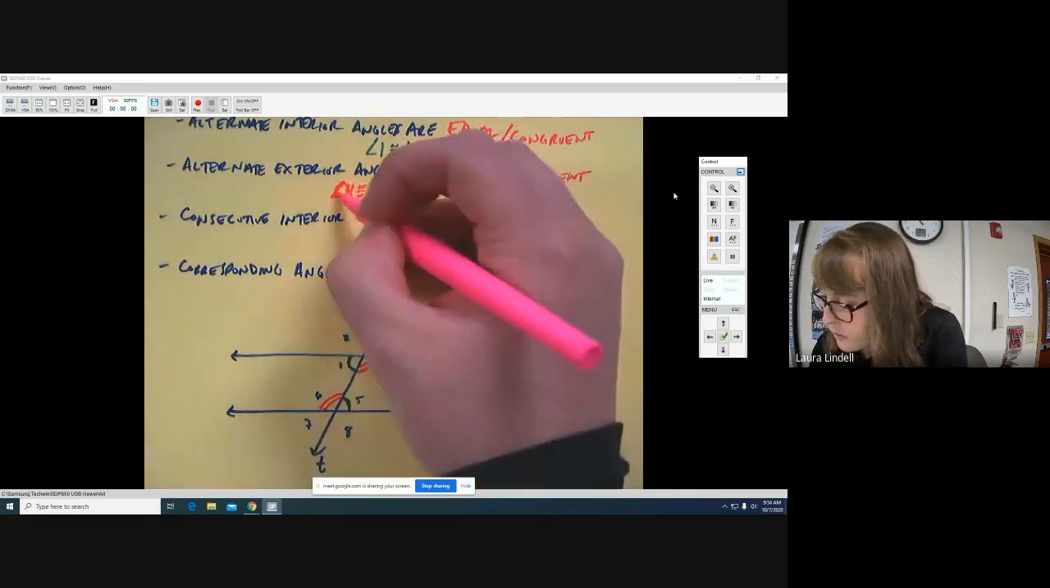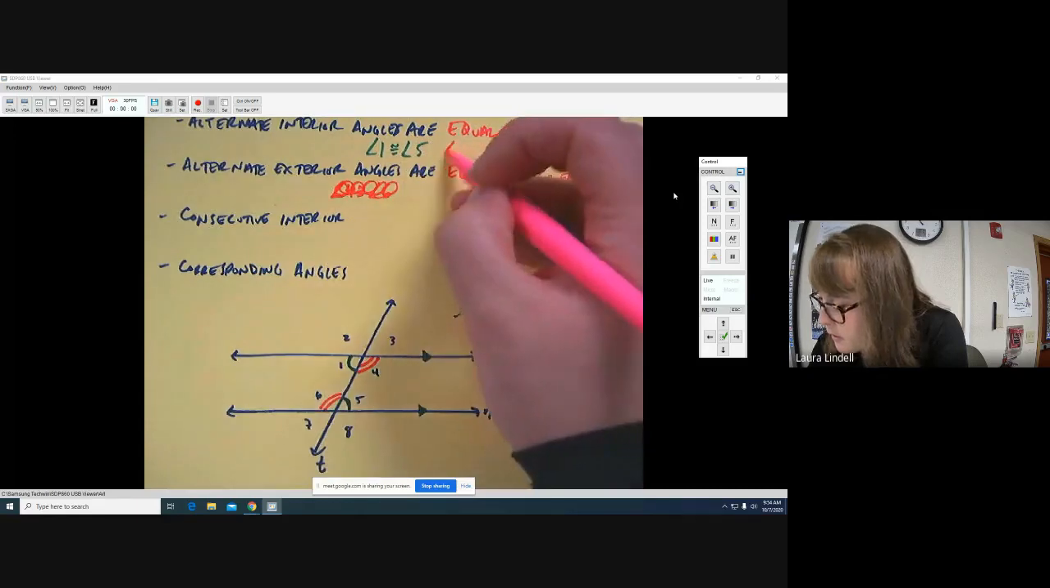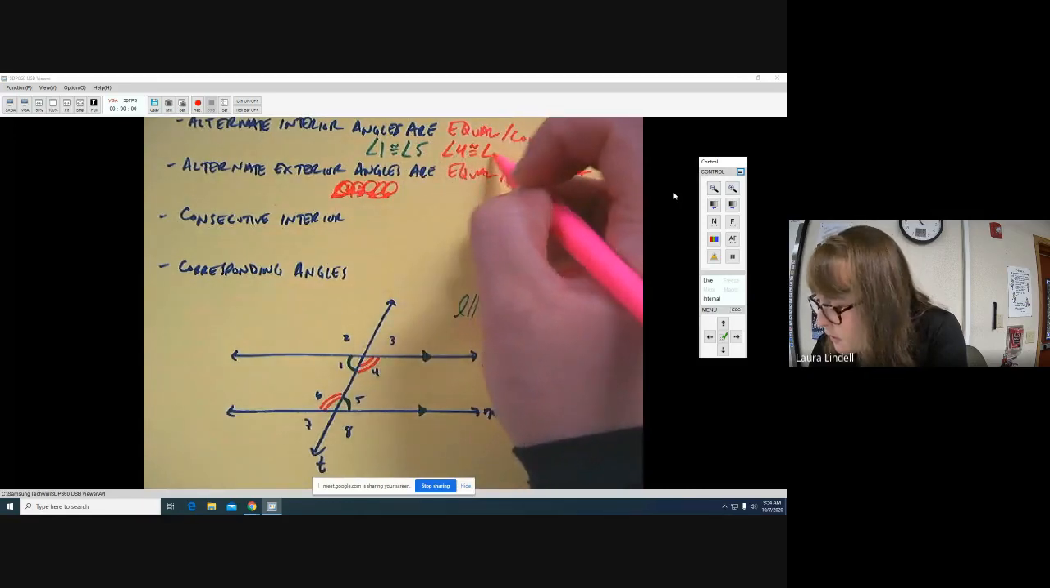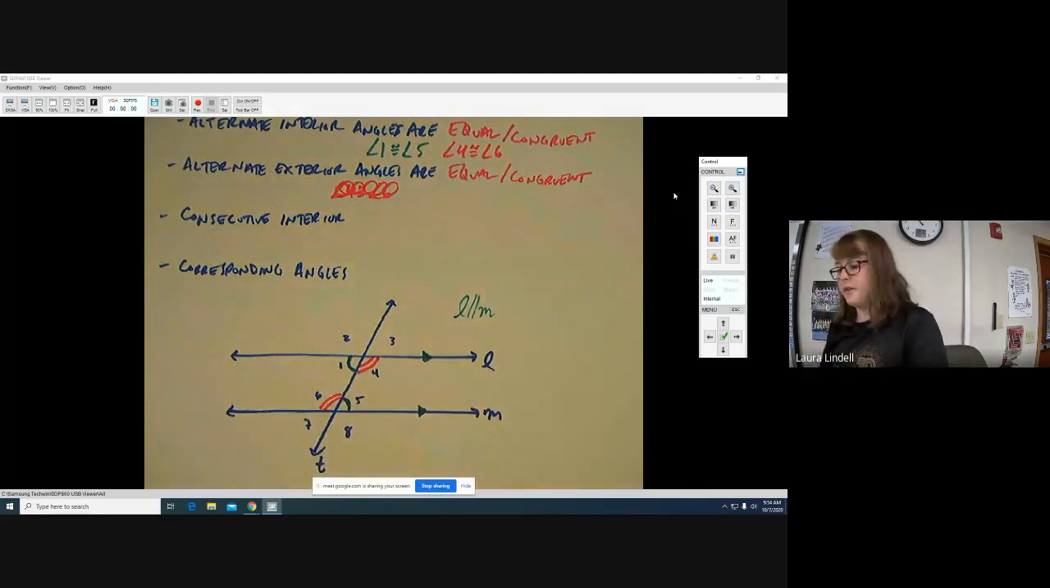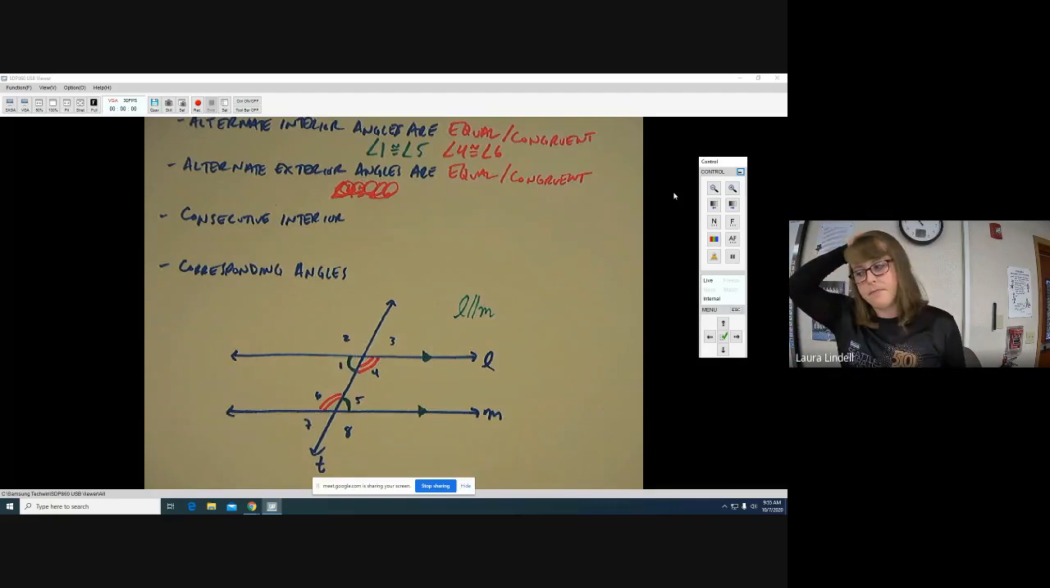Oops, sorry, those are X. I'm still on interiors. Okay, there we go. So alternate interior angles end up being equal, congruent to each other. And then alternate exterior angles are also congruent to each other, and something interesting happens here.